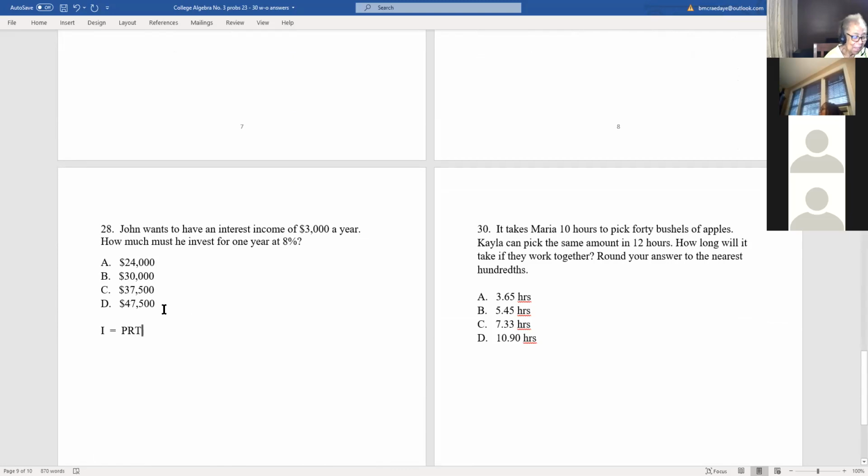Interest equals principal times rate times time. That's the P, principal, not the principal of a school. Principal times rate times time. Okay. So what are we looking for here?